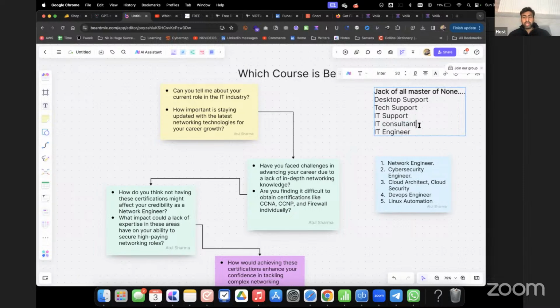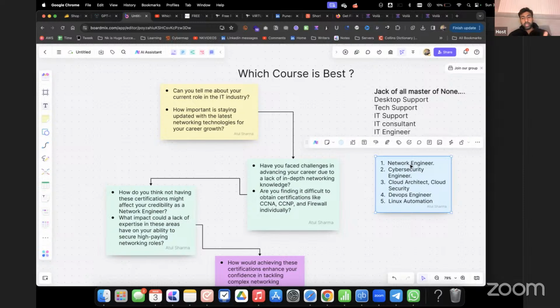Okay, so maybe an IT consultant, after a few years, you can become a CTO of any company, chief technology officer. But as of now, these are not the core technical jobs. So if you are not looking for any core technical job, we are not a platform for you. If you are looking to get into a core domain, then definitely you can become a network, cybersecurity, cloud architect, DevOps, or Linux engineer with us.